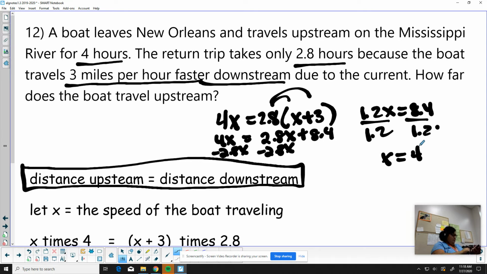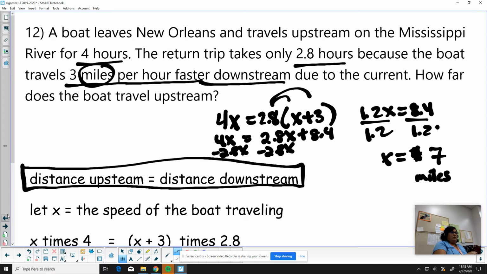Let's make sure though. 8.4 divided by 1.2. Oh no, that's 7, not 4. I don't know, I was thinking 7. And 7's your answer. How far did the boat travel upstream? This is 7 miles. And I know it's miles because it says miles per hour faster right there.